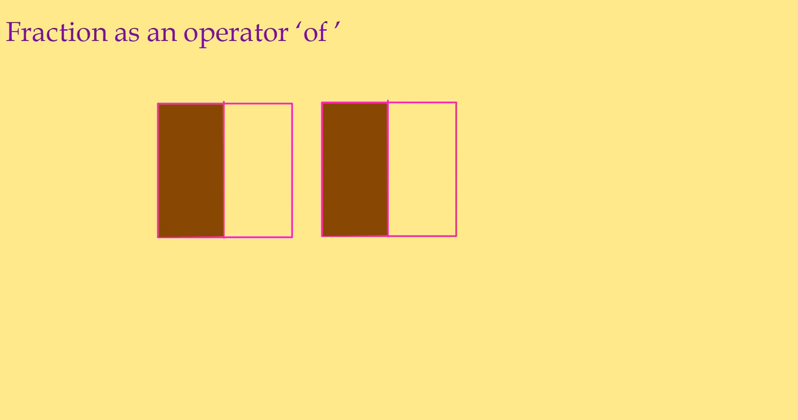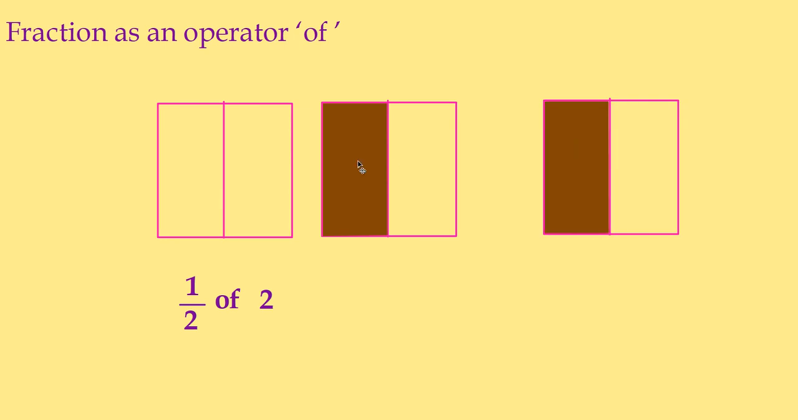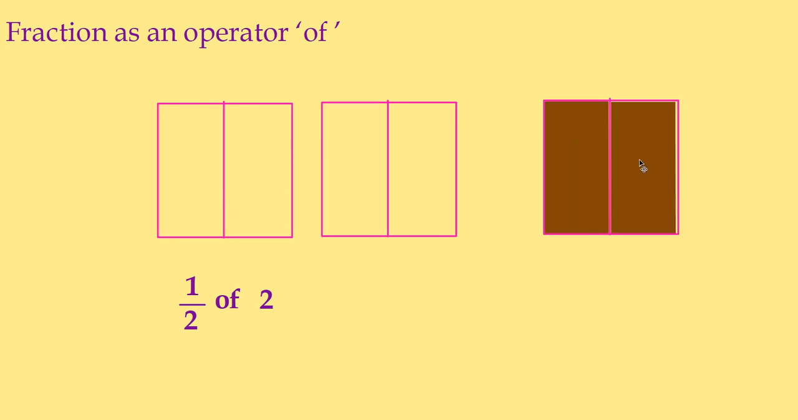Observe the figure. What does each shaded portion represent? This square, this portion represents half of 1. So in total we can say these two are half of 2. What is half of 2? Let us look. Half of 2, it is full. That means it is 1.